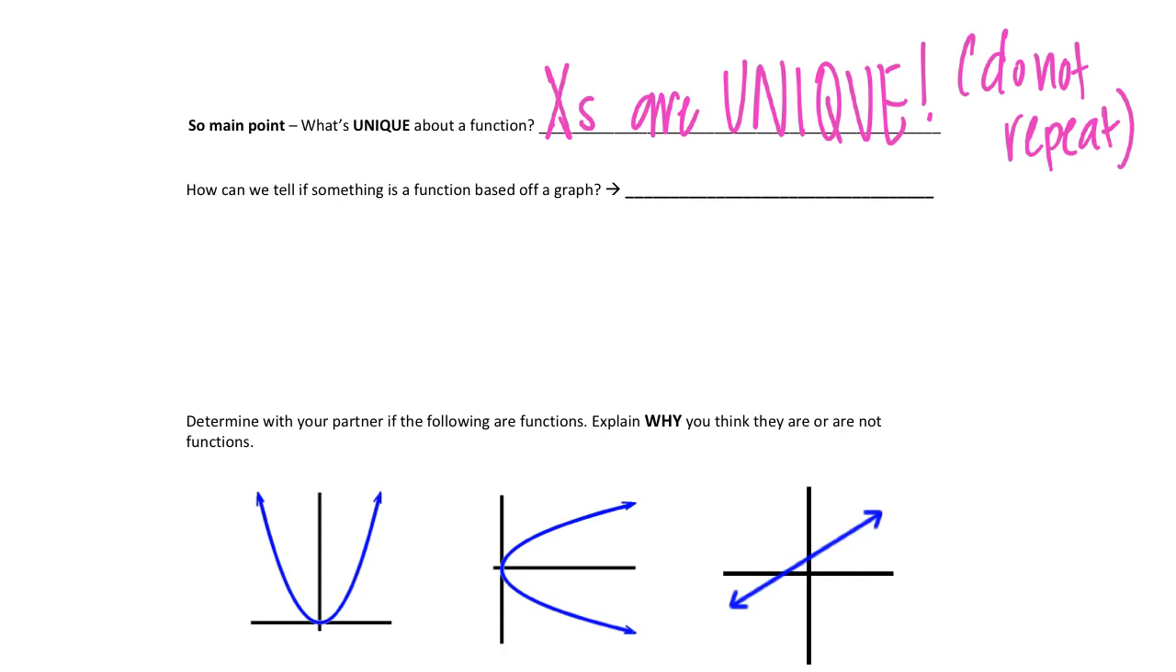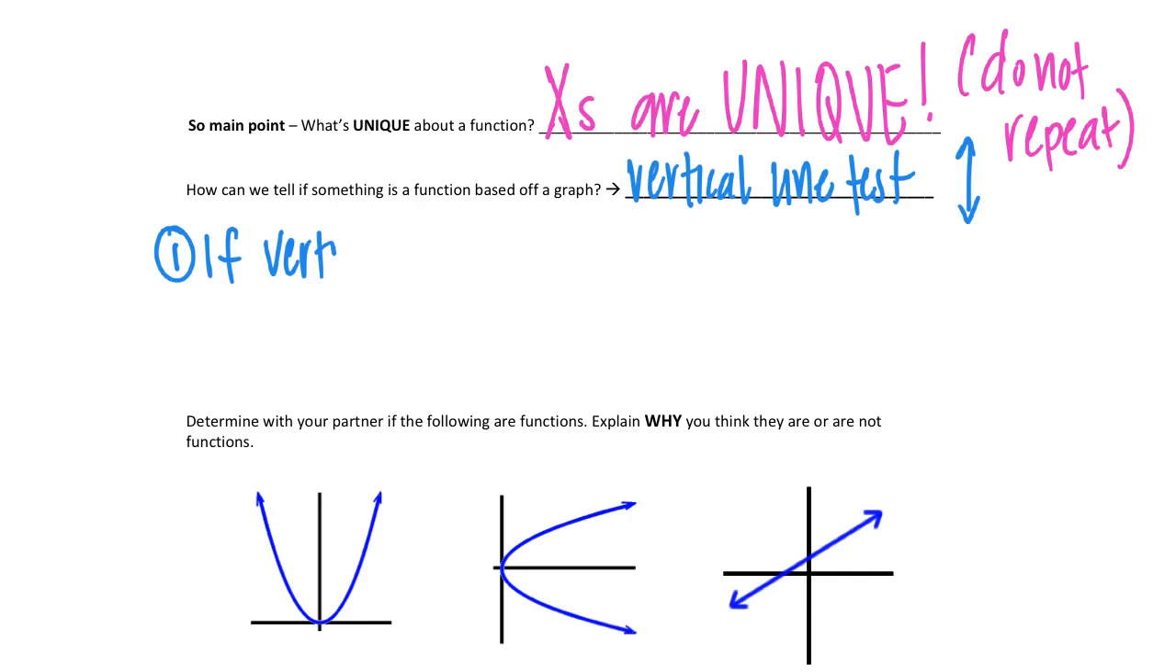Remember that the x values have to be unique, so we do a special test called the vertical line test to test if the x values are all unique. And this is what it says. Remember, vertical goes up and down. Horizontal goes like the horizon, side to side. So the vertical line test says if the vertical line touches once in each place, then it is a function.